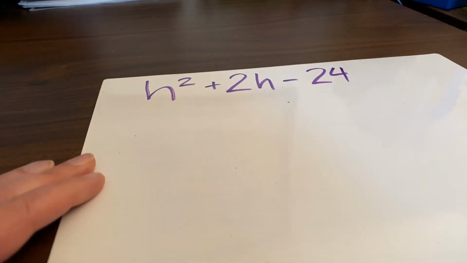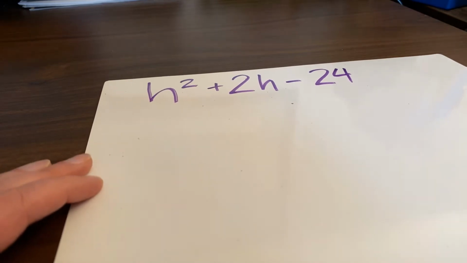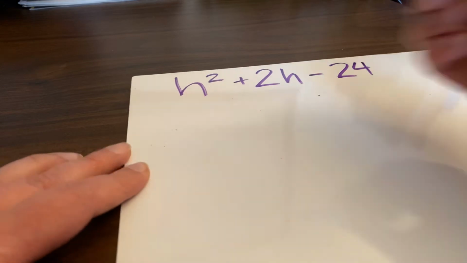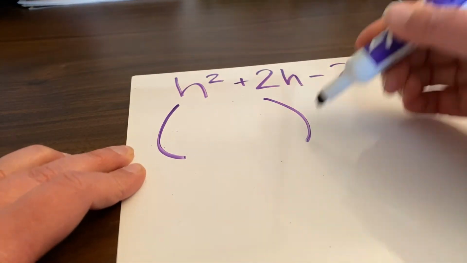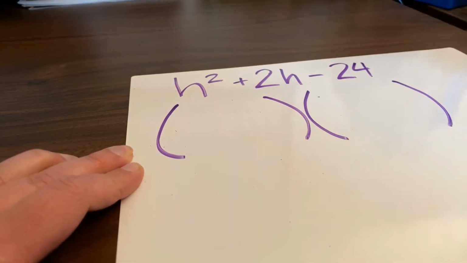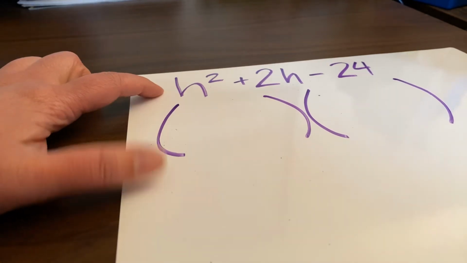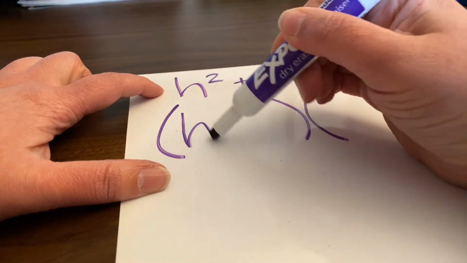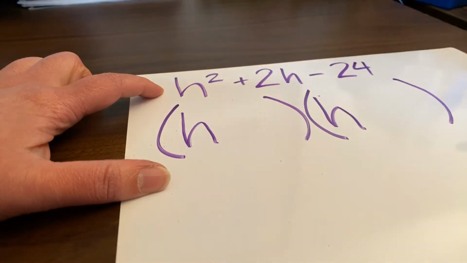Here we have h squared plus 2h minus 24. Okay, so the first thing that I'm going to do is set up my parentheses, just like so. And I know that h times h will give me h squared, right? So h and h go there.